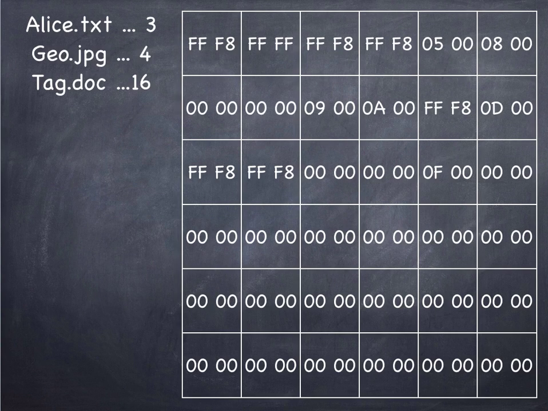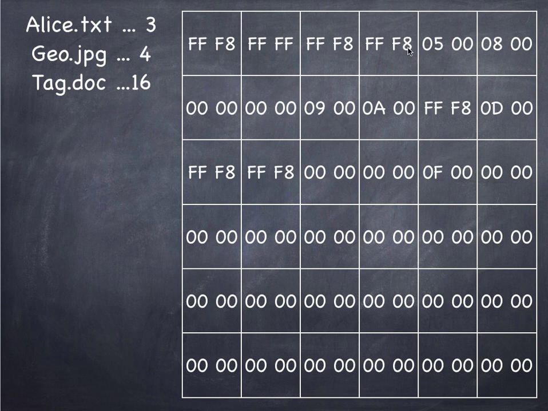For example, we have alice.txt, which has a starting cluster of 3. So if I count here, 0, 1, 2, and 3, FFF8, I said, was an end of file. This means alice.txt starts and ends in cluster 3.